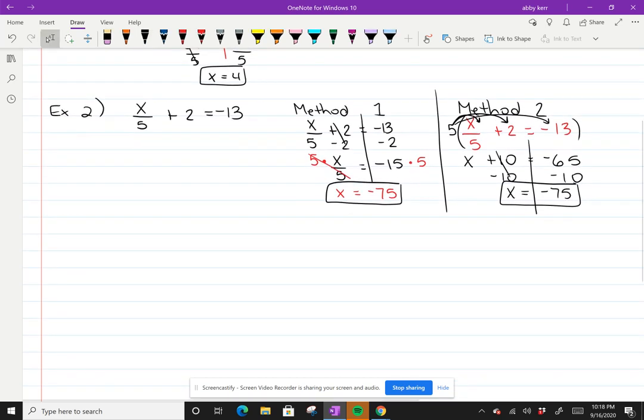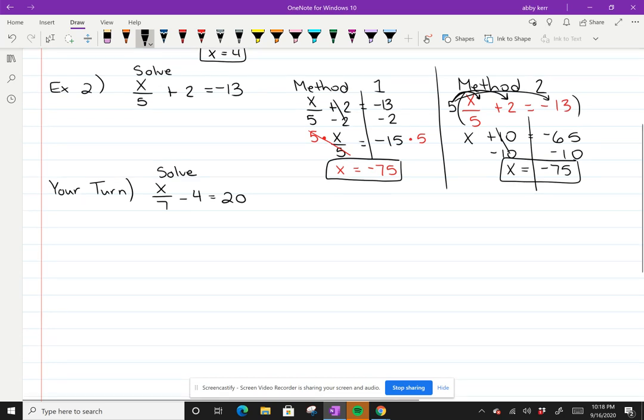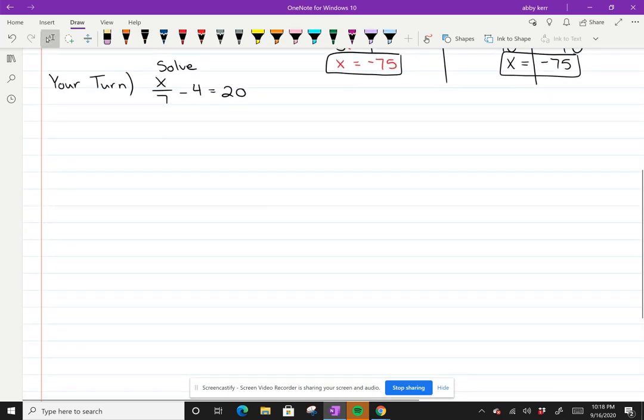Now for your turn 2, you get to decide which method you want. So you do not need to do both. I guess these directions should say solve. I apologize. So we're going to solve x divided by 7 minus 4 equals 20. So this is where you should pause your video, try your turn, and then hit play as soon as you're done.